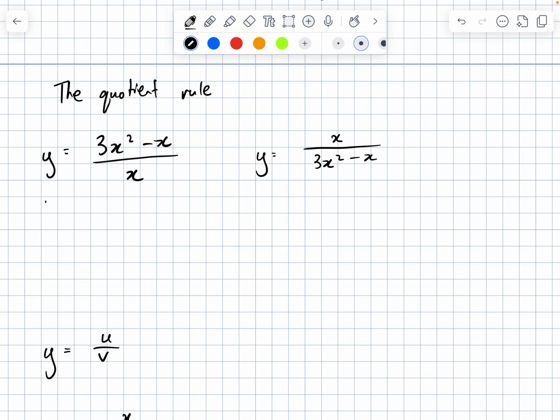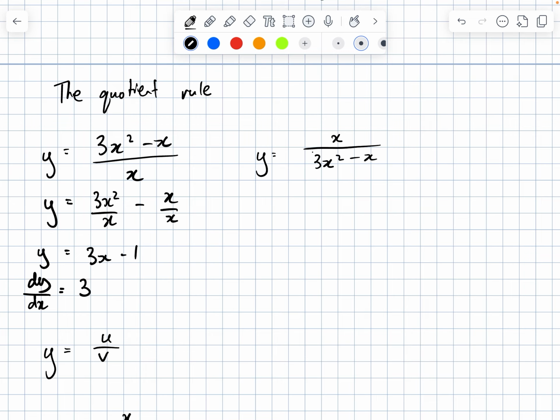In the first case, we can actually split up the numerator to make this y equals 3x squared over x minus x over x, which is 3x minus 1. If we then differentiate that, we simply get 3. Pretty straightforward, no special rules used. However, for the other example, x over 3x squared minus x, because there's only one thing on the numerator, we can't split this up.